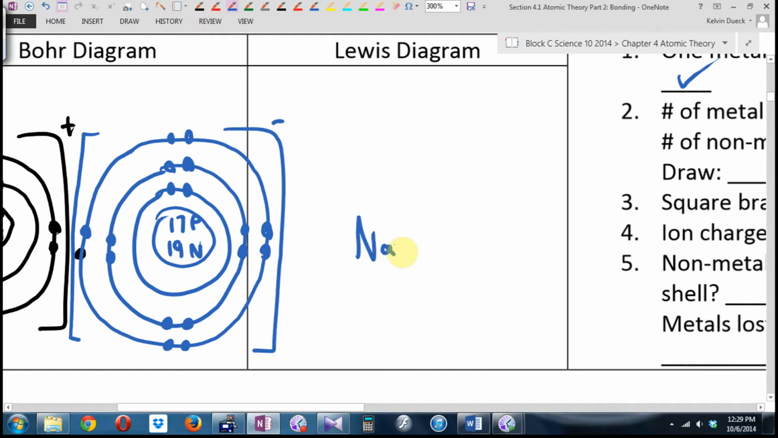Lewis diagram, all we care about is its outer shell. Don't write this next bit down. If it was an atom, it would be that. But it's an ion, so what can you tell me about sodium's outer shell? Nothing. It's an ion. Did I say ion?